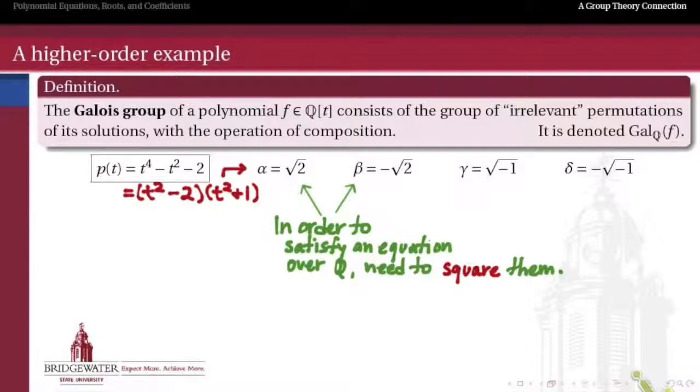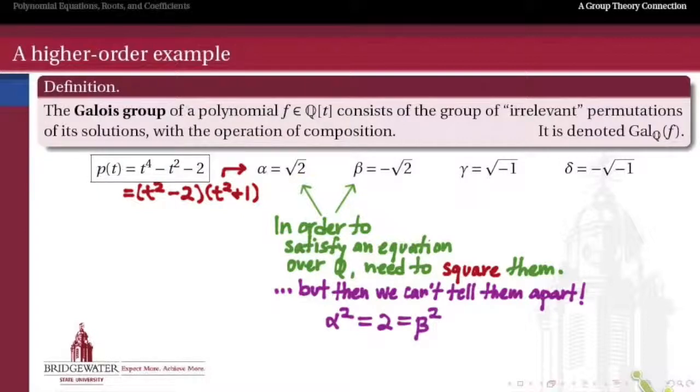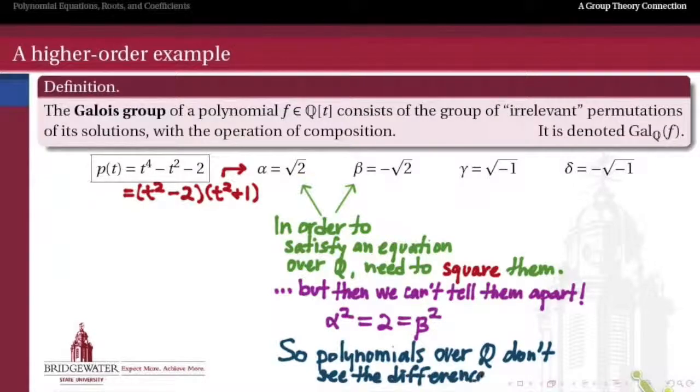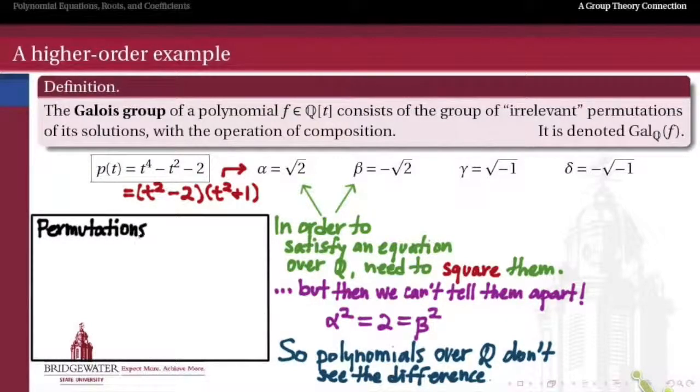But the key observation is that once I've squared this alpha and this beta, I can't tell the difference between them anymore. Because alpha squared is 2, and beta squared is also 2. So in order to get alpha and beta to satisfy a polynomial equation with rational coefficients, I'm going to have to square them. But once I've squared them, I've lost the ability to tell the difference between the two. I've lost my taste for instant coffee and gourmet coffee, and I can't tell the difference between them. So in other words, polynomials over the rational numbers are not going to see a difference between alpha and beta. They're going to be the diners in the room that can't tell the difference between the two kinds of coffee.